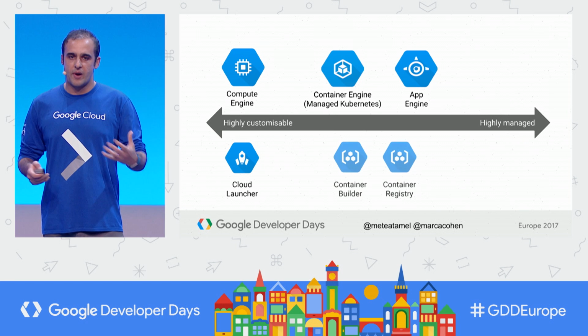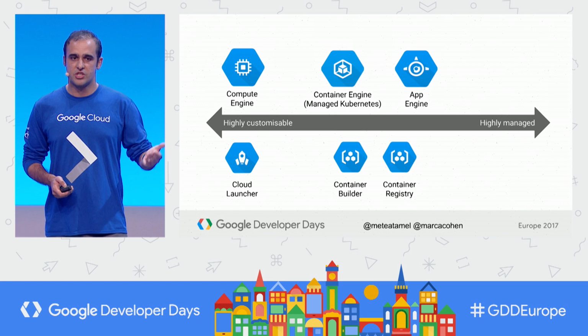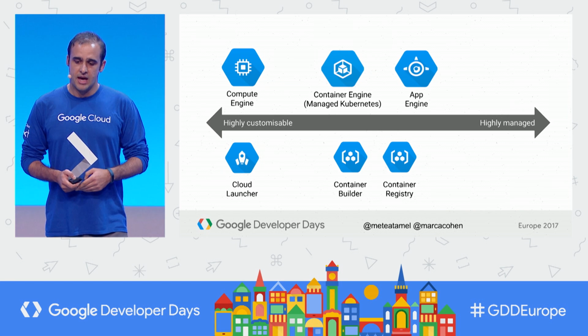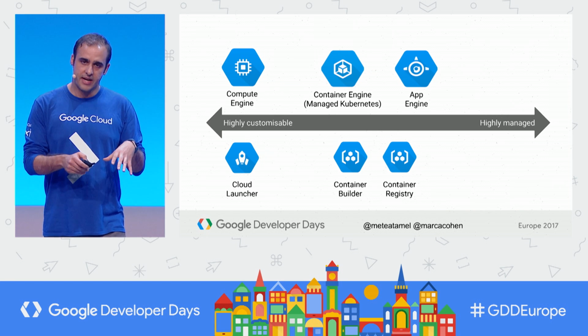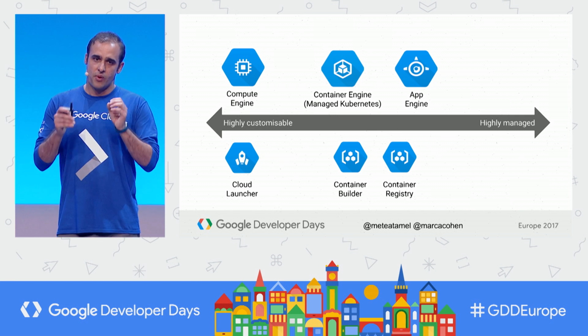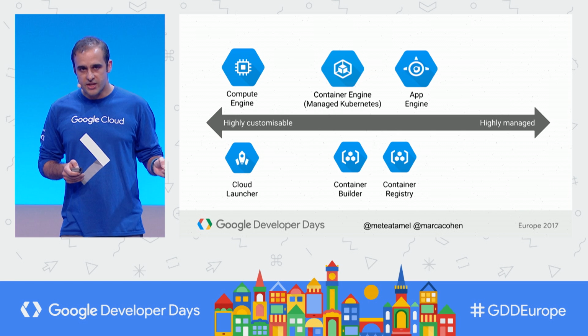And we also have some tools around containers. So we have Container Builder, which is a way to build containers in the cloud really fast. And then we have Container Registry. So once you build your containers, they get hosted into this private space for your project. And then from there, once you have the container image, you can deploy it to Compute Engine.